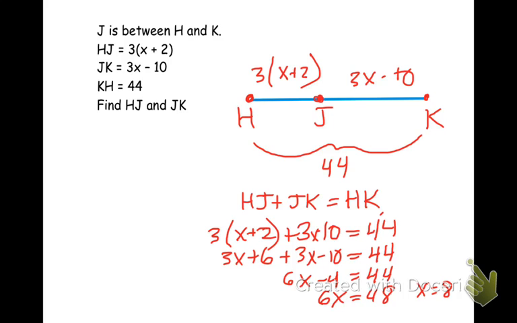Now the question asks to find HJ and JK, so we'll plug 8 back in for x, and we get HJ to equal 30. And JK, when we plug 8 back in for x, we get to equal 14.